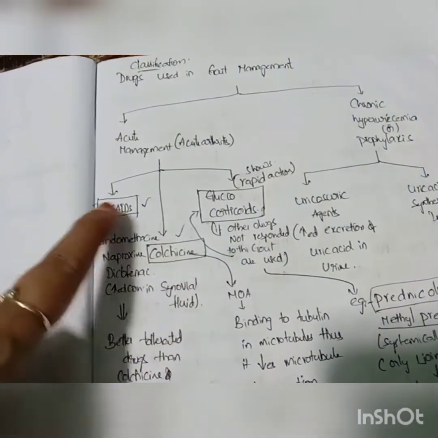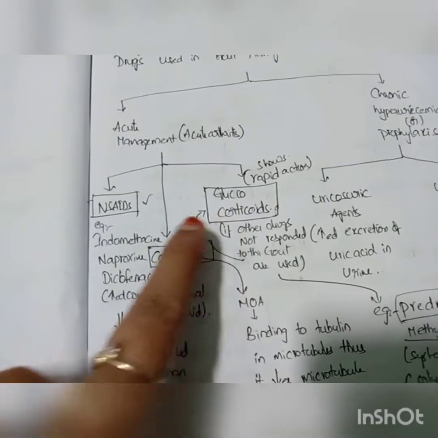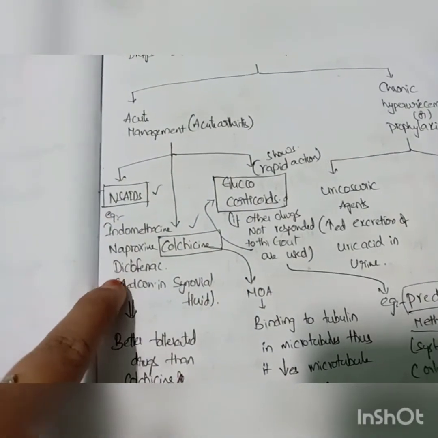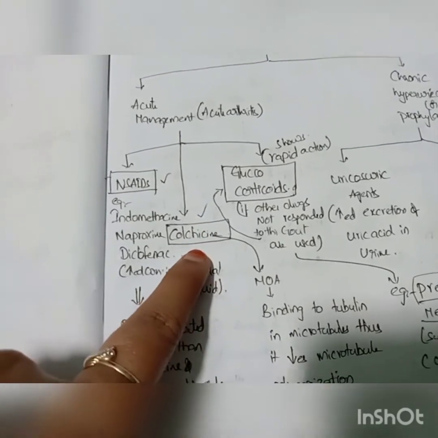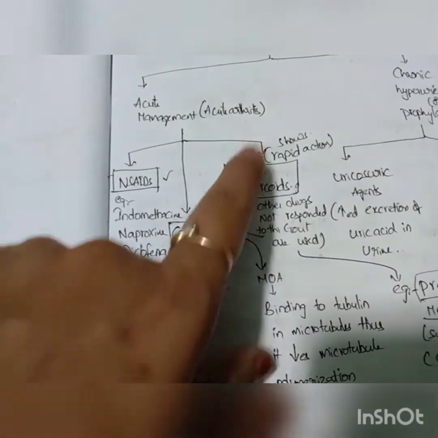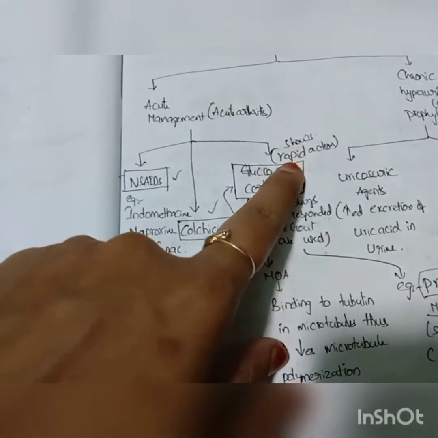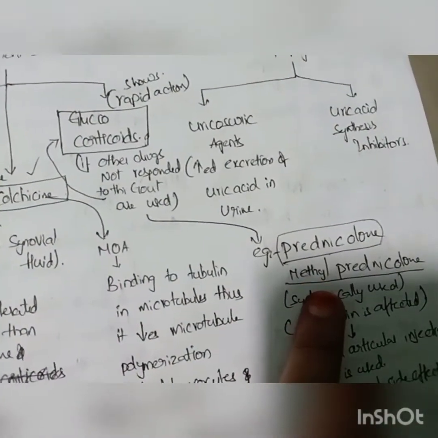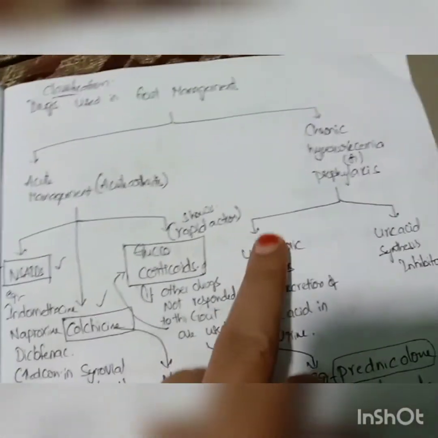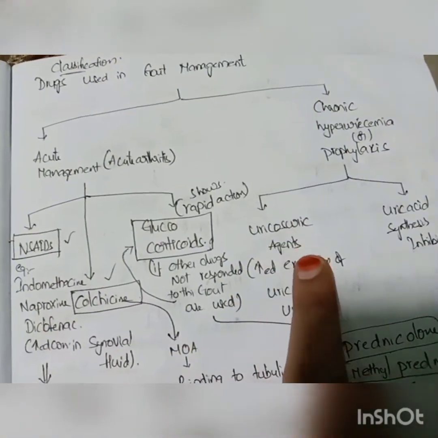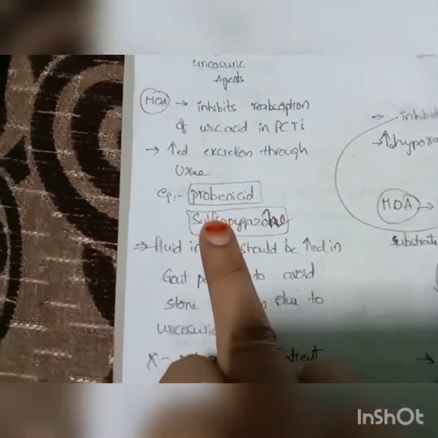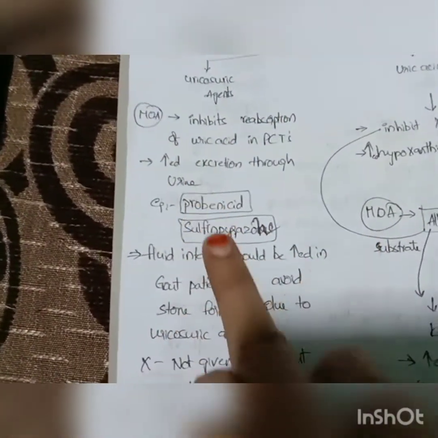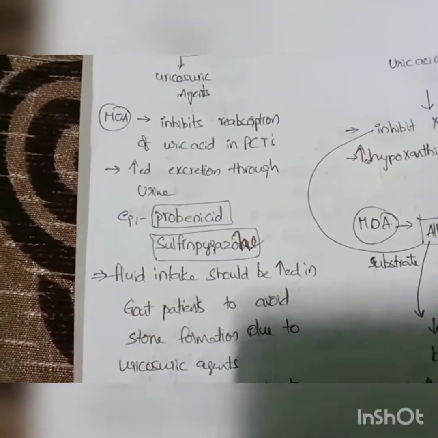In acute, NSAIDs, colchicine and glucocorticoids are used. NSAIDs are indomethacin, naproxen and diclofenac. Colchicine is one of the drugs also used as an anti-cancer drug, an antimitotic, and glucocorticoids show rapid action, that is prednisolone and methylprednisolone. Coming to the chronic, that is uricosuric agents and uric acid synthesis inhibitors. Uricosuric agents increase the excretion of uric acid through urine, so reabsorption is stopped here.